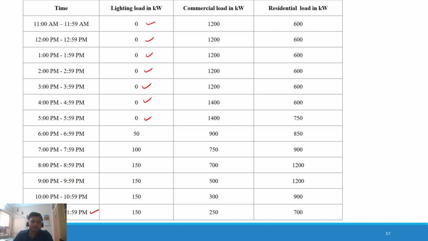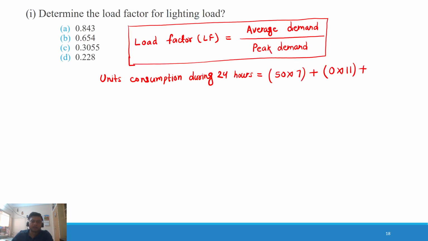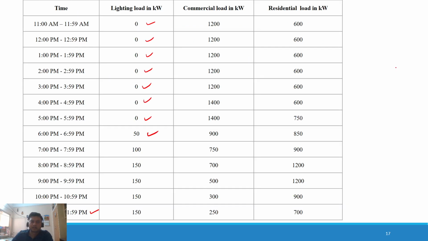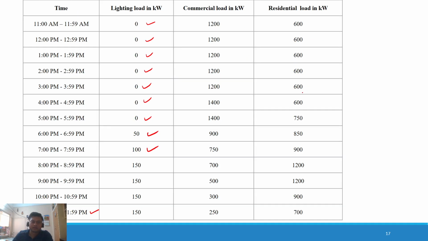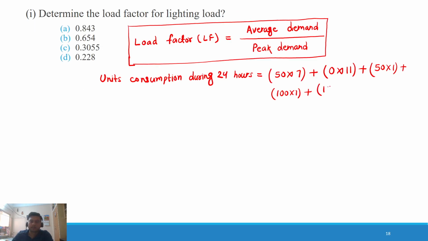And the next, again 50 kilowatt for 1 hour. And next 100 kilowatt for 1 hour. And next 150 kilowatt for 4 hours. So let us verify this. 7, 11, 1, 1, 4: 7, 11, 18, 18 plus 2 is 20, 20 plus 4 is 24. It is correct. So just do the simplification.